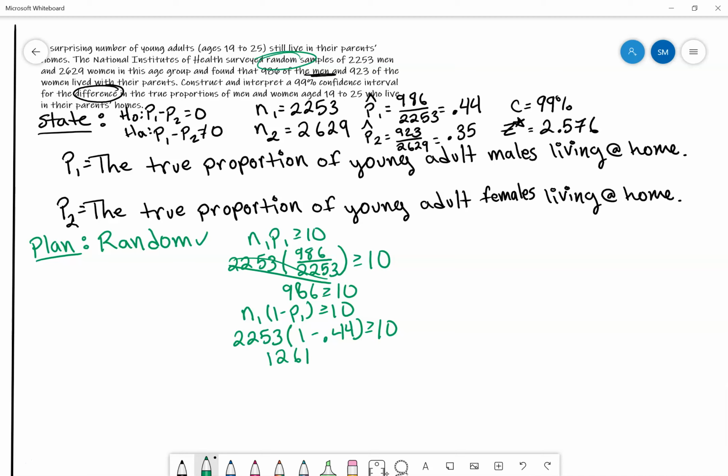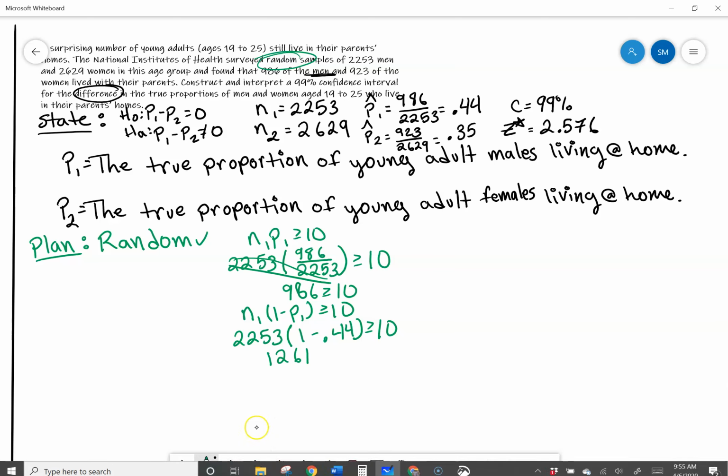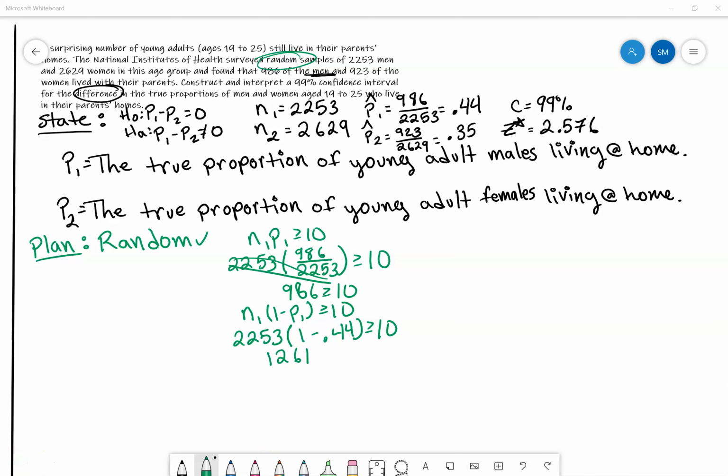That's slightly off. Hold on. My writing is bad. That's actually a 7, so my notes have looked like a 1. Greater than or equal to 10. That is greater than or equal to 10, so it's good for the first set of data. So we need to check out the second set of data.